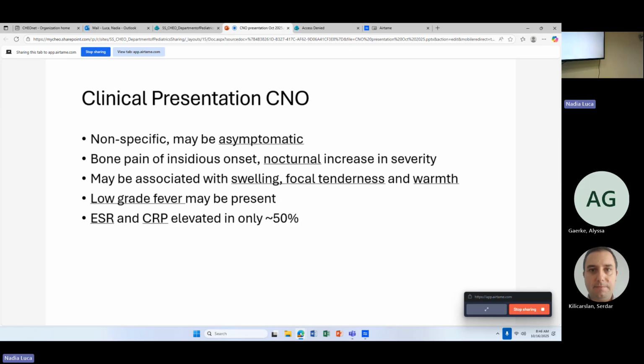There may be something to see. I would say in my clinical experience, it is very rare that I've seen any swelling, warmth, or tenderness. Tenderness, yes, we can see for sure, but the warmth and swelling, very rare. They may have some low-grade fevers, but typically not super febrile. And we definitely do see elevation of the inflammatory markers, but it's not mandatory by any means. They're quoting about 50%. And it's not high-grade elevations either.